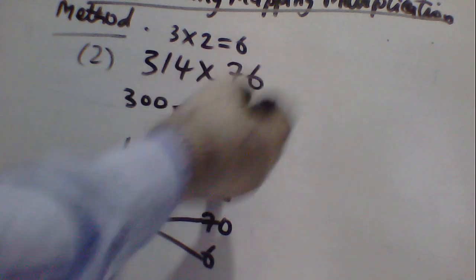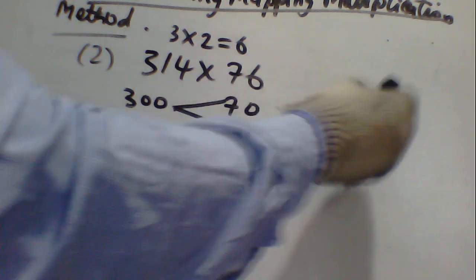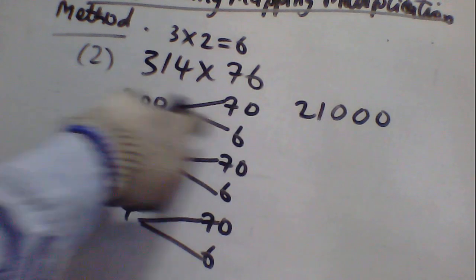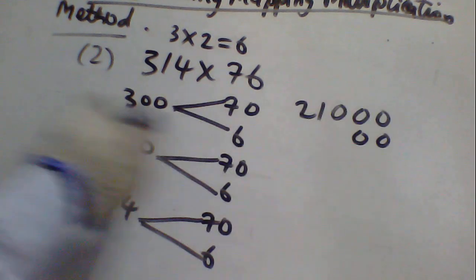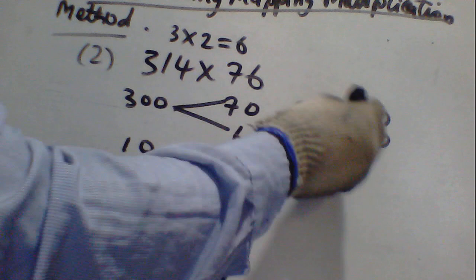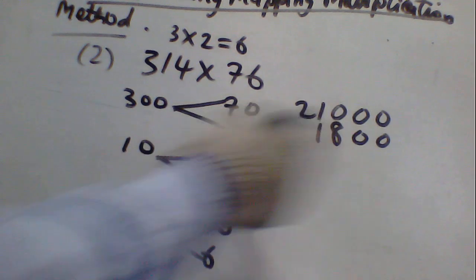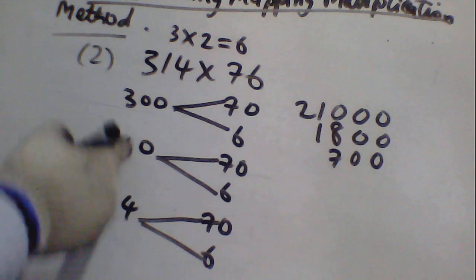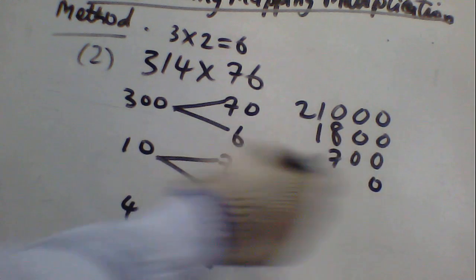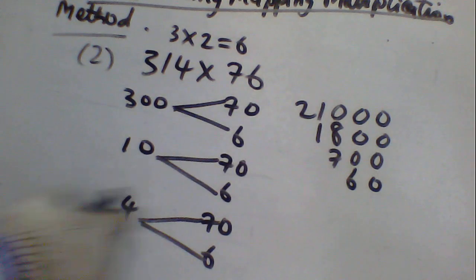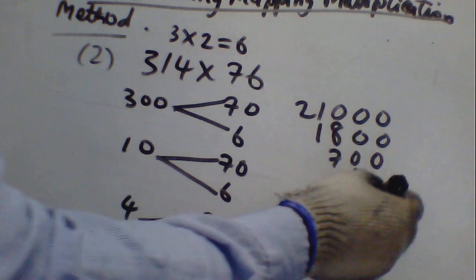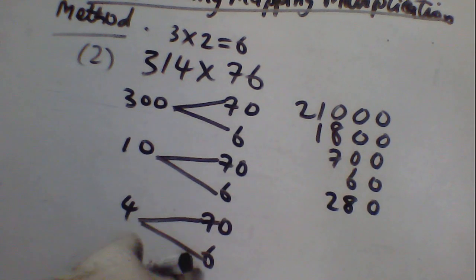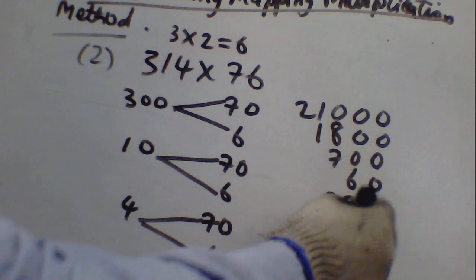300 times 70, 3 zeros. 7 times 3 will give us 21. 300 times 6, 2 zeros, starting from the back. 3 times 6 will give us 18. 10 times 70, 2 zeros. 1 times 7 is 7. 10 times 6, 1 zero. 1 times 6 is 6. 4 times 70, 1 zero. 4 times 7 will give us 28. 4 times 6 will give us 24.